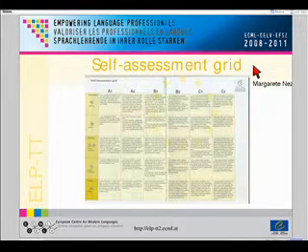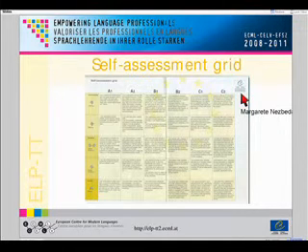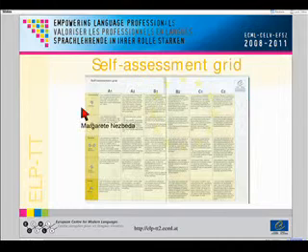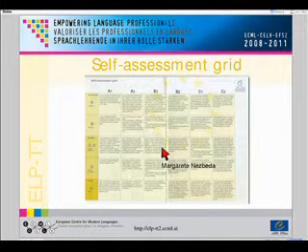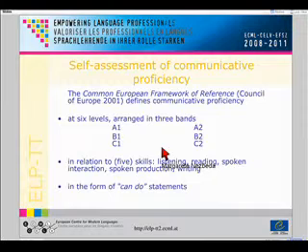more. This is a bit larger now. And you can see the horizontal axis with the levels and the vertical axis with the 5 skills. And in each of these little cells there is a description. We'll see that in detail.